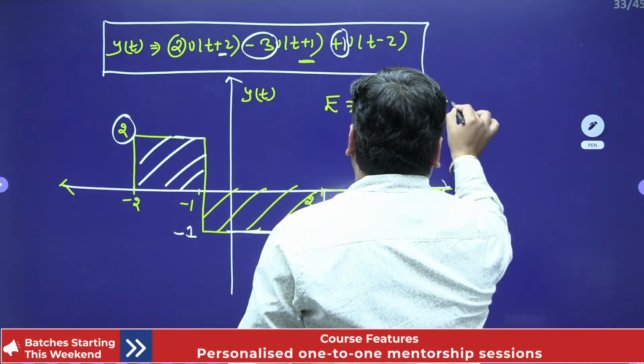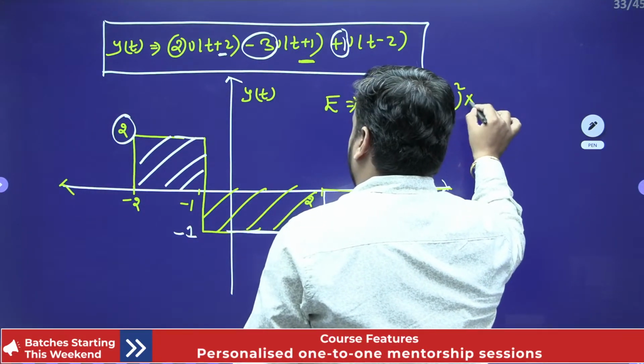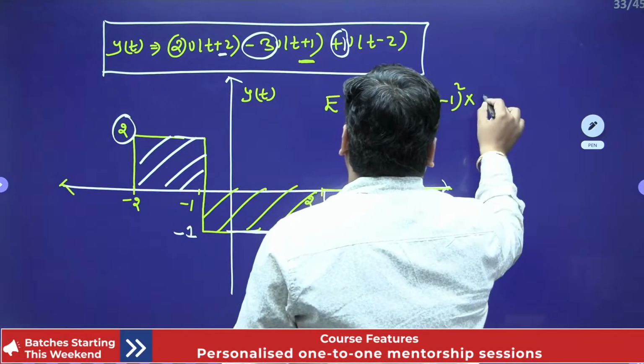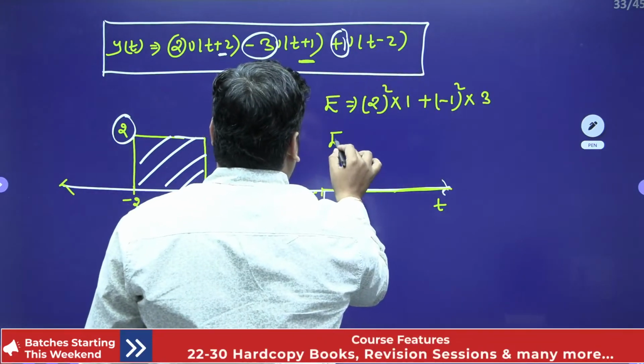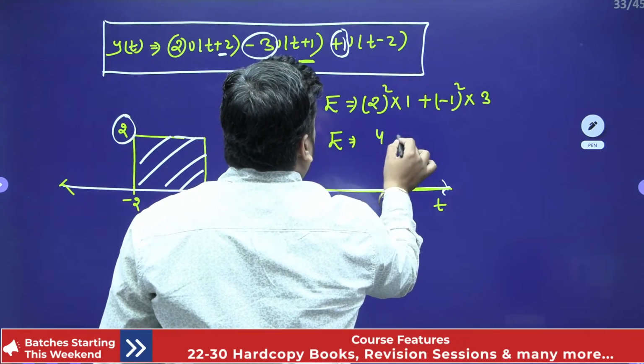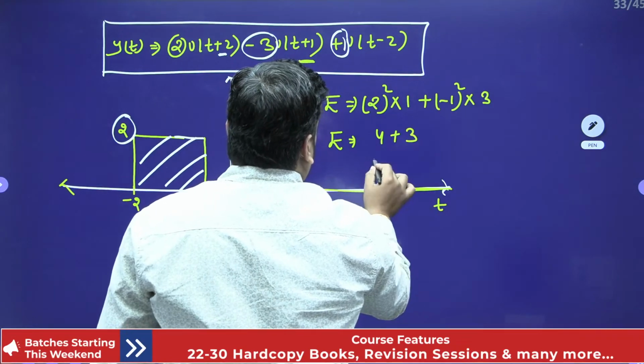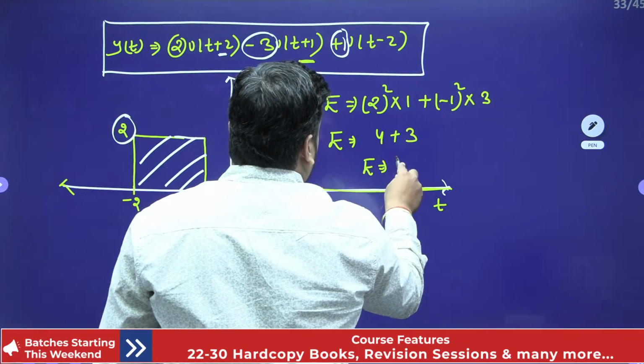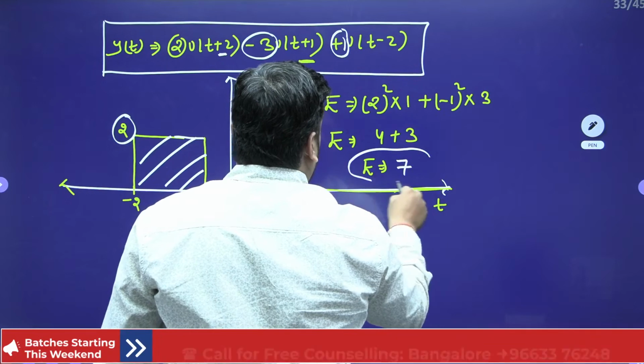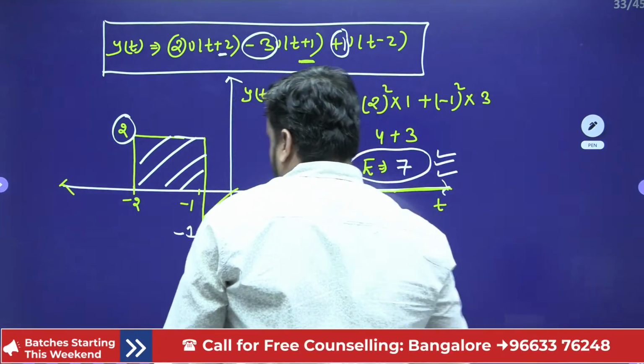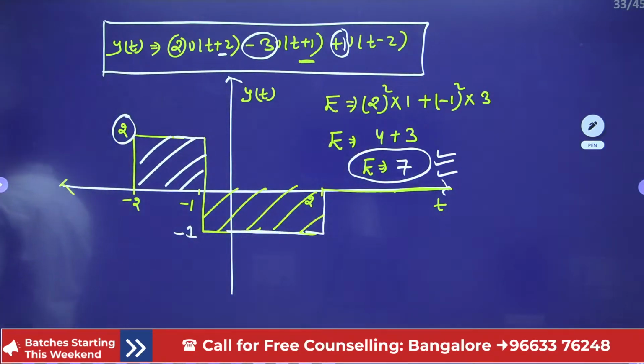Similarly, here also we will get minus 1 whole square into the distance from minus 1 to plus 2, which is 3. So again the answer is E equal to 2 whole square into 4 plus 3. So the energy of the signal is 4 plus 3, which is 7. The correct answer for this question is 7, guys.